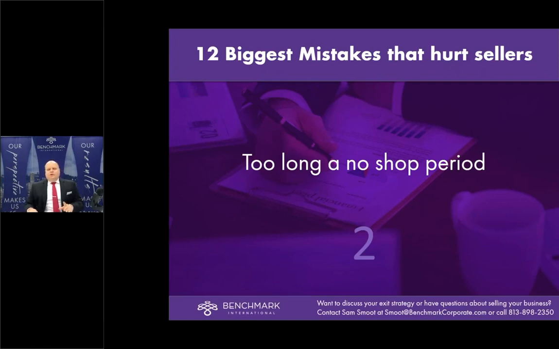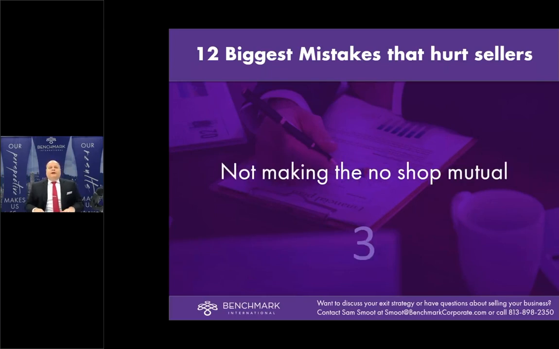But the important thing is, if they're asking for it to be too long, you need to get it shortened, so you do have the right, if you decide, to walk away and go back to market. Number 3, this is a tough one. This is very hard to get, but we like to try to make the no shop mutual, okay?